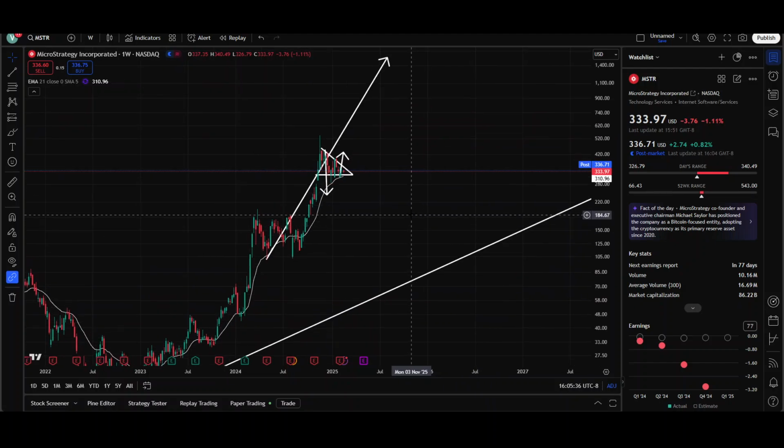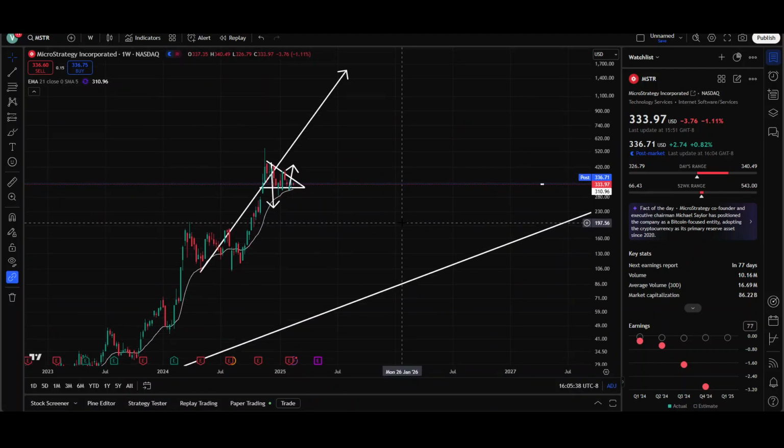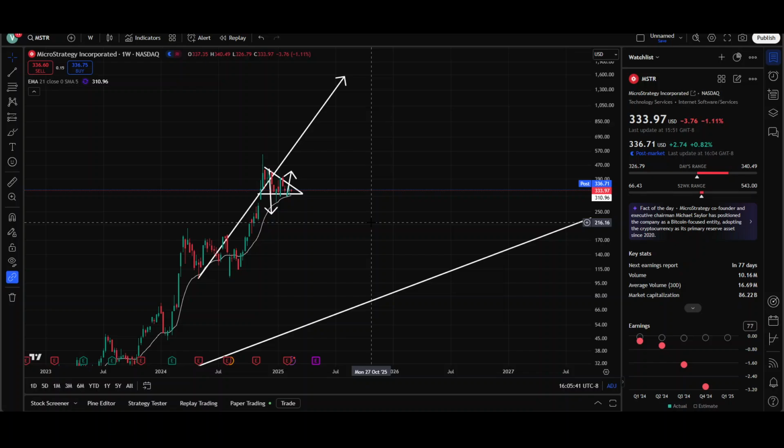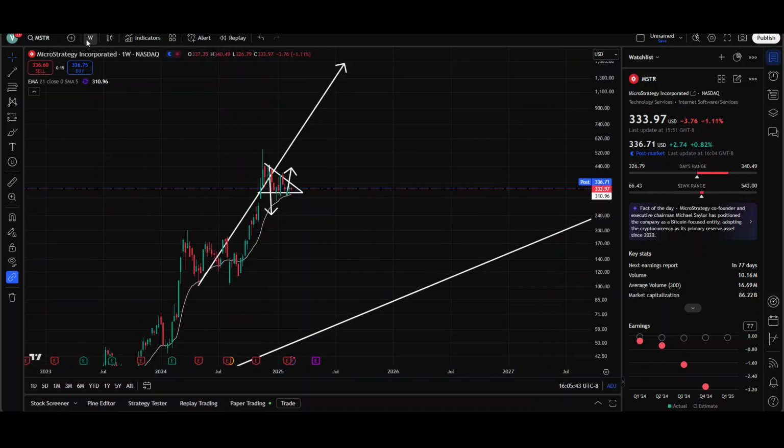And then obviously they're going to tap the ATM eventually again. So I would be prepared for that as well. And again, that's all I have for MicroStrategy on the daily and weekly charts.